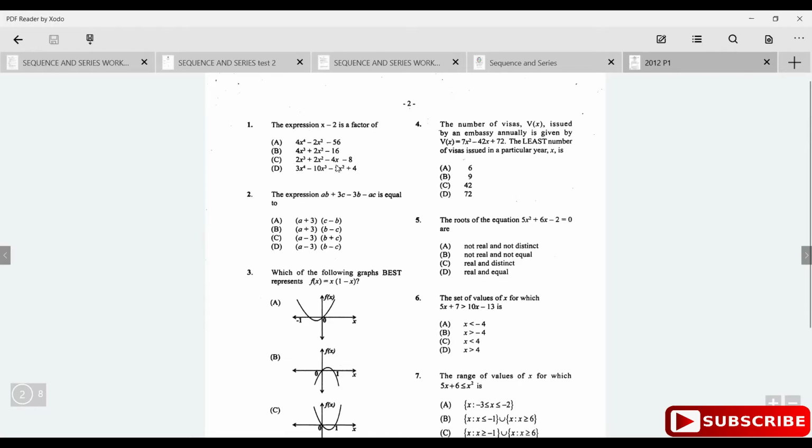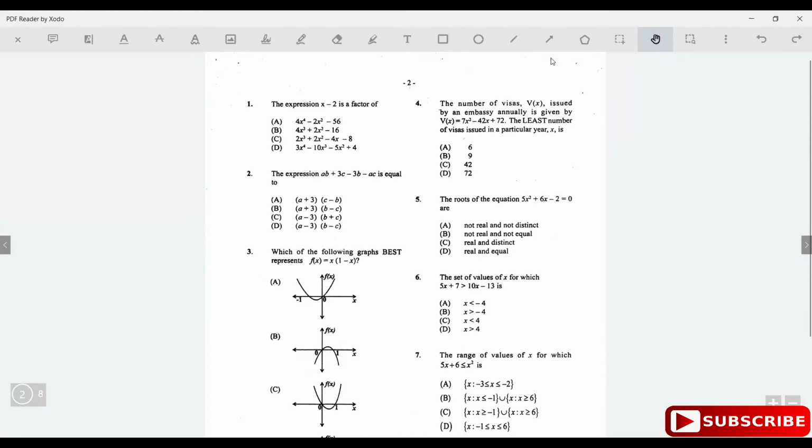To find out if x minus 2 is a factor, we go to the factor theorem, which says that if x minus 2 is a factor, then f of 2 equals 0. So we need to see which of these will give us f of 2 being equal to 0. You're going to substitute x as 2, plugging in x equal to 2 and seeing which one gives us 0.